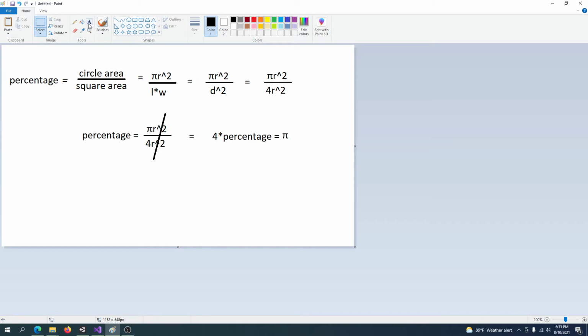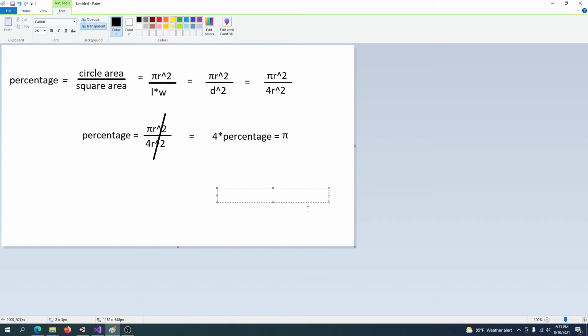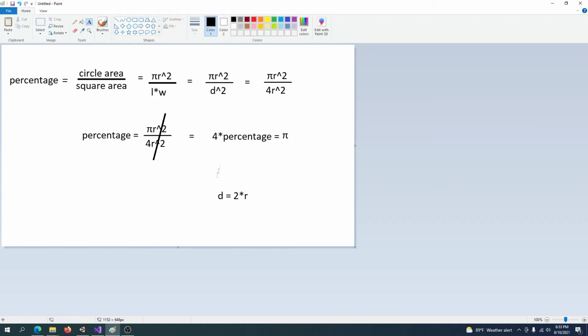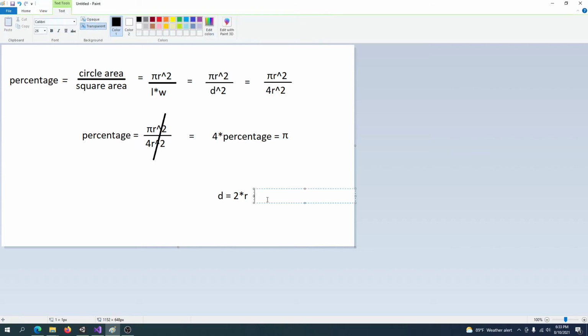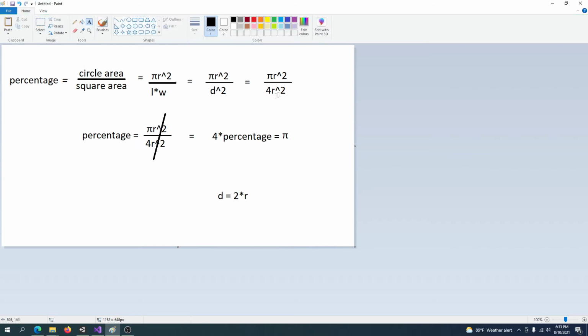Okay, the diameter of a circle is just equal to 2 times its radius. So when we convert the diameter to 2 times its radius and we square it, we square the 2, we square the r, and we end up with 4r squared. So again, we just squared this value, 2 times r, because it's d squared, and we end up with 4r squared. So now our equation for our percentage, again, this is all equal to our percentage, is equal to pi r squared over 4r squared.